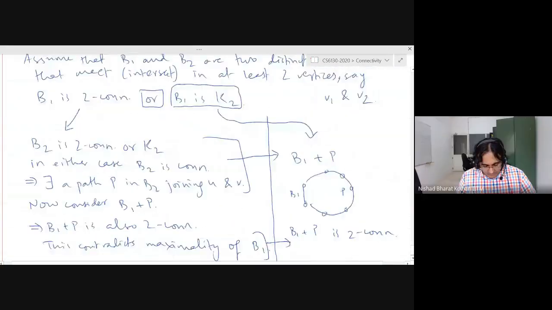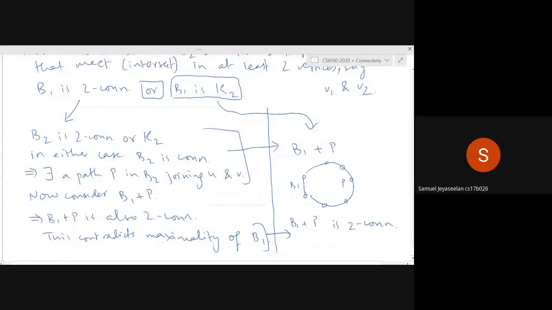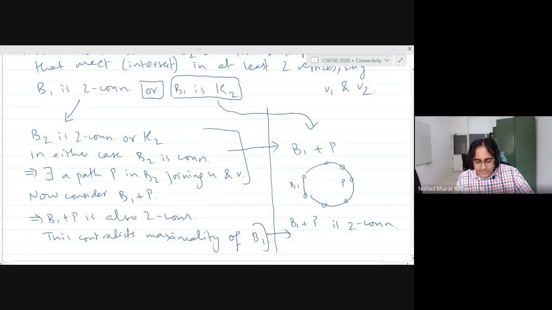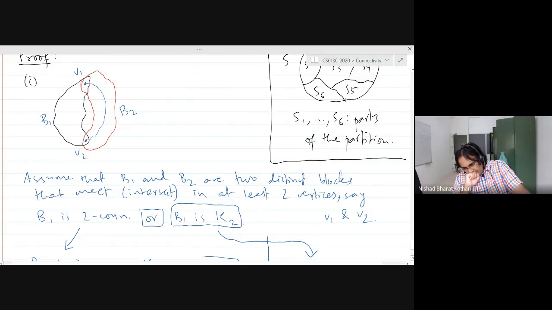Sir? Yeah. In the first case, I think there are some more points we might have to mention, because P might not be completely disjoint from B1. Oh no, but B2 itself is a 2 connected graph, right? Oh, I see what you mean. Give me a second. That is true.